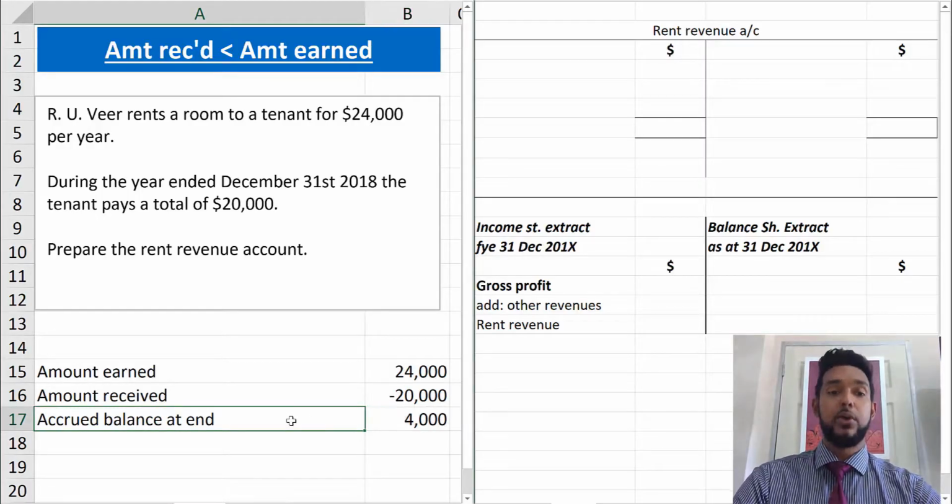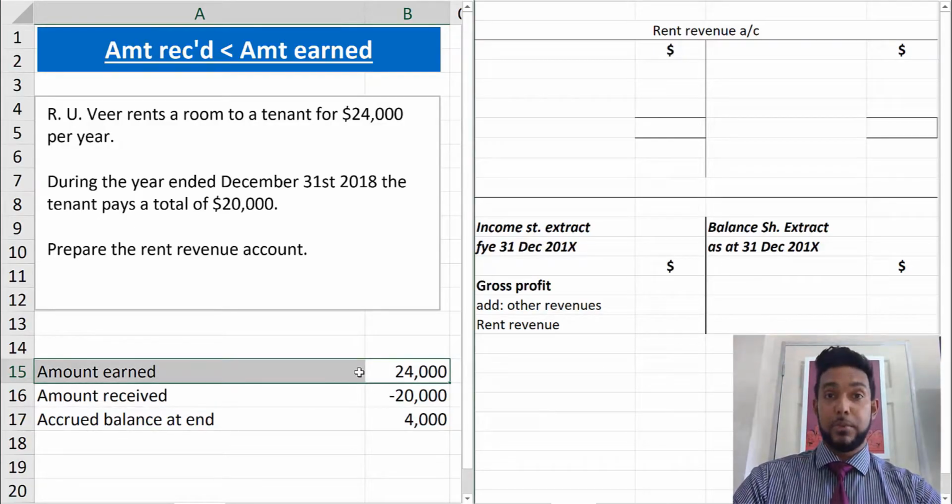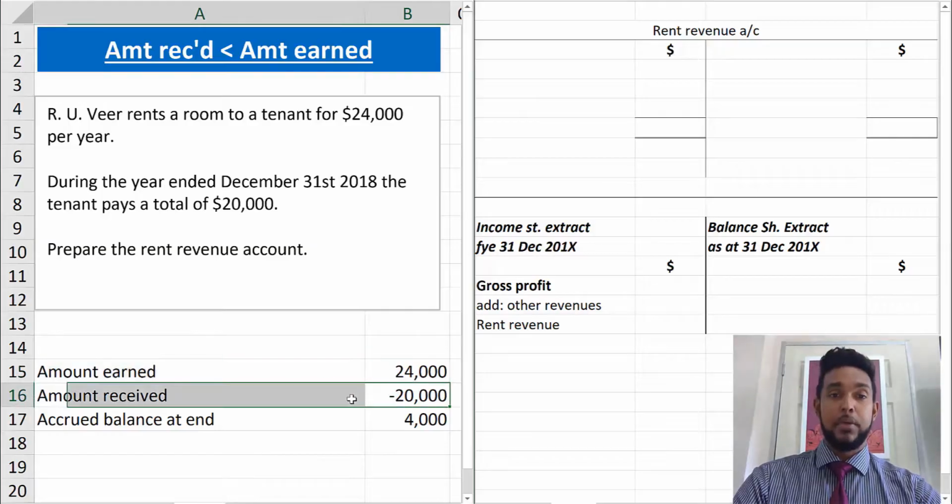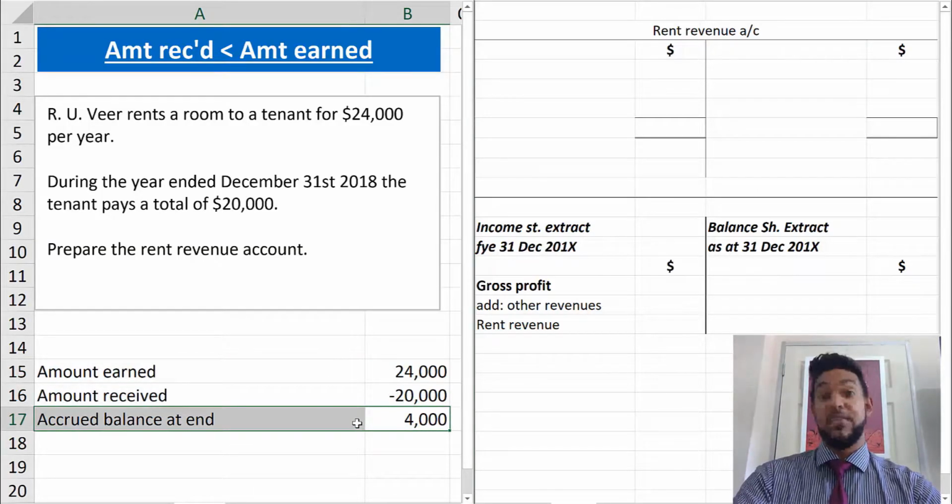Why is it accrued? Accrued means owing or unpaid, or in this case, unreceived. So we earned $24,000. That was the amount we were supposed to get, but we only got 20. Therefore, there's still a deficit of 4 that is left owed to us. And if any money is owed to us, that's going to be classified as a current asset. So the implication is a balance sheet extract will be necessary if one is required.